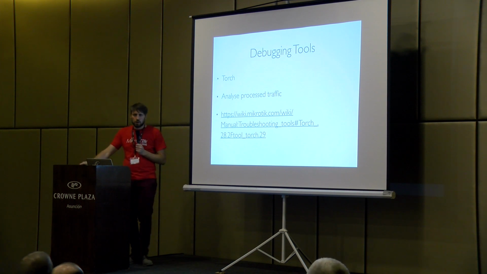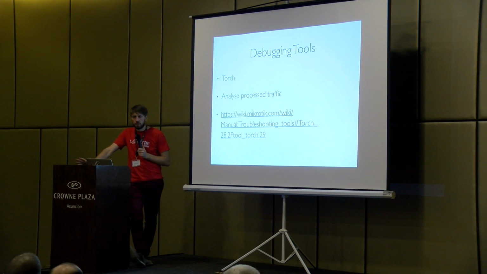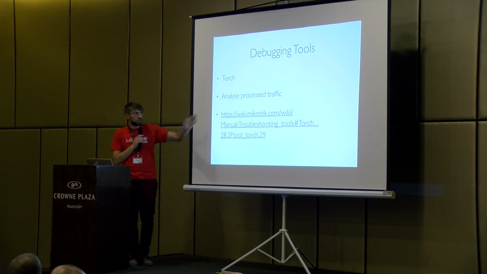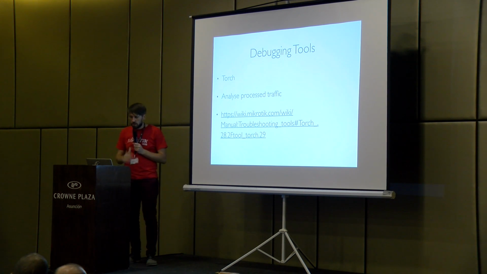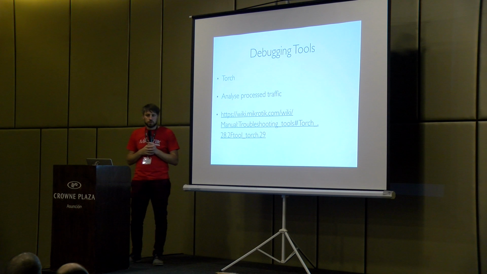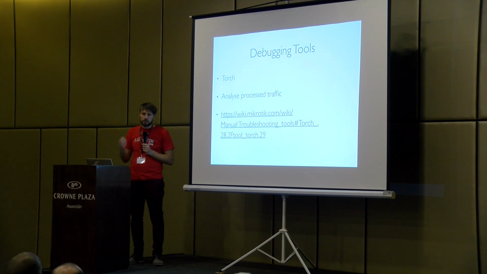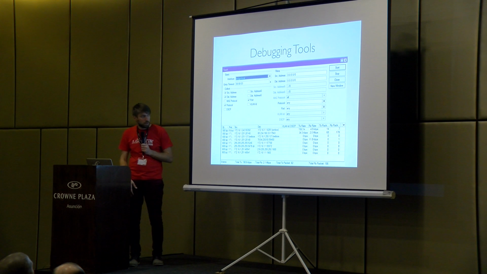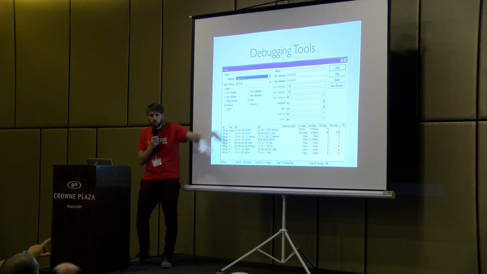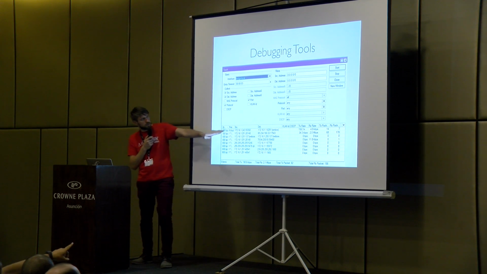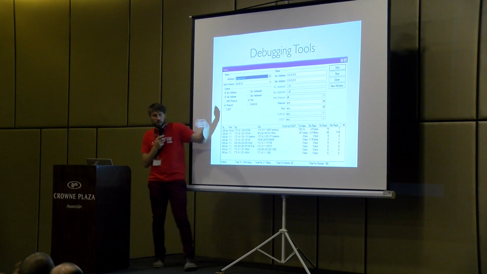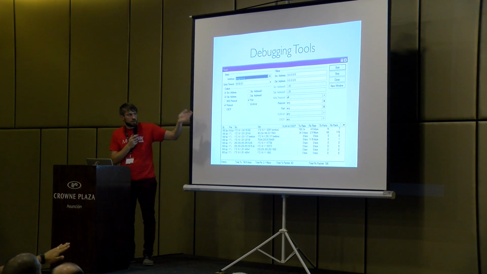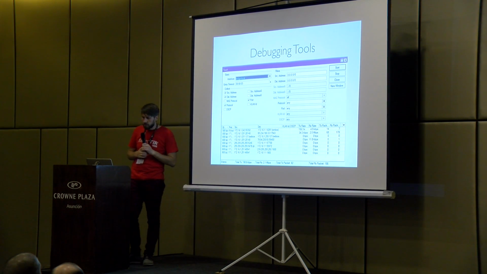Very powerful tool, how to find out what is wrong if there is too much traffic from a specific host. You can use Torch. Torch allows you to see what packets and what IP addresses are used by the specific traffic, and in Winbox you can see different information for the traffic. So you can see source address, destination address, how many packets, and how much rate for that device is going through your router.